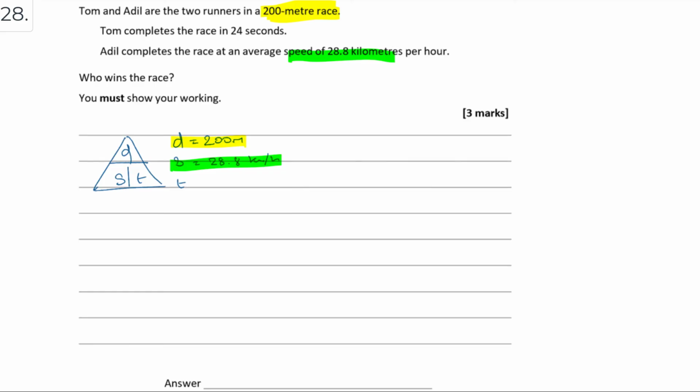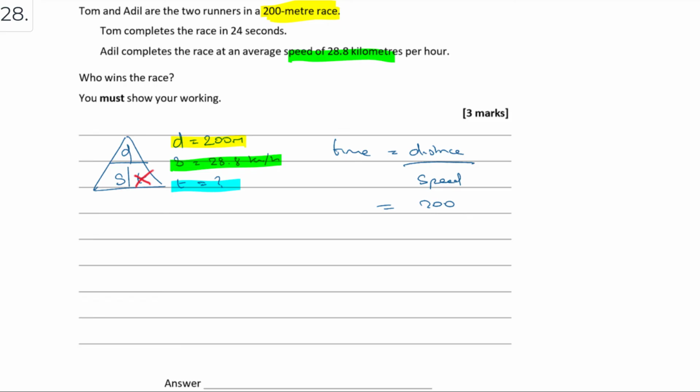And so the only thing that we don't know then is time, and that is the thing we're trying to find, isn't it? How long it took him to run the race. So covering up T, that tells me that time is distance divided by speed. So time equals distance divided by speed. Now the distance was 200.